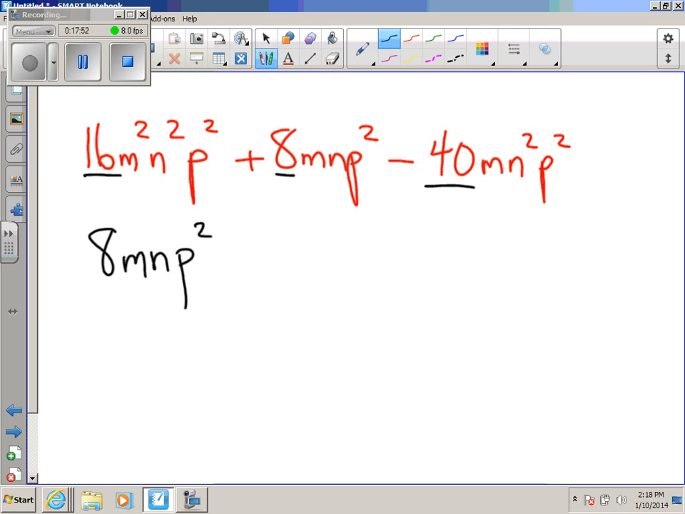All right. So now, to get from 8 to 16 is a 2. I need another m and another n. So 2mn. Right? No. Because, well, what? We're good. Plus 8mnp squared, 8mnp squared.